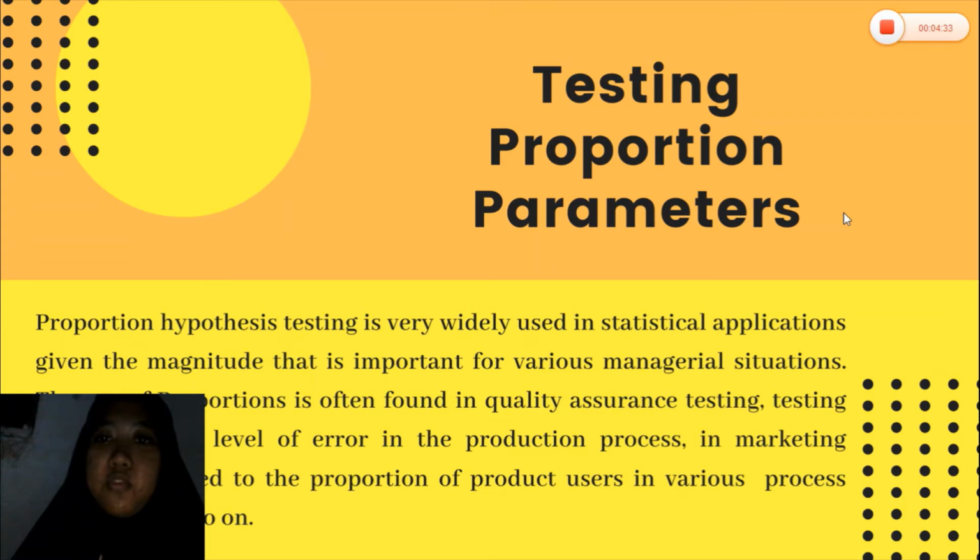Testing proportion parameters. Proportion hypothesis testing is very widely used in statistical applications given its importance for various managerial situations. The use of proportion is often found in quality assurance testing, testing the acceptable level of error in the production process, in marketing decisions related to the proportion of product users in various segments, and so on.